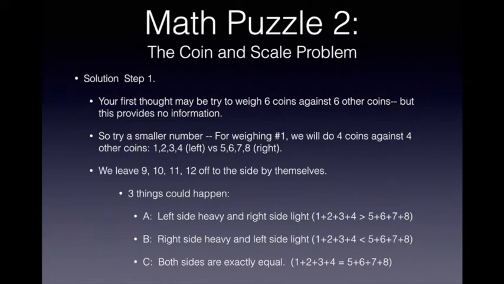So the first weighing, we're going to do 1, 2, 3, 4 on the left side of the scale versus 5, 6, 7, 8 on the right side of the scale. And we're going to leave 9, 10, 11, 12 off to the side by themselves. Now when you do this, one of 3 things is going to happen. Either the left side will be heavy and the right side will be light, the right side will be heavy and the left side will be light, or both sides are going to be exactly equal.